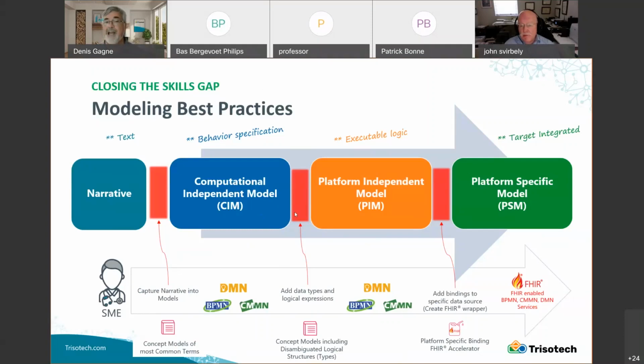Then when they close the gap from computation independent to platform independent, they have in those same disambiguated models of concepts the logical type, and that allows them to write logical expressions and different logics accordingly. And then when it comes to doing the binding for FHIR, they can just drag and drop the FHIR element and connect directly to what fits, basically doing a mapping from within the platform independent model to the platform specific model.